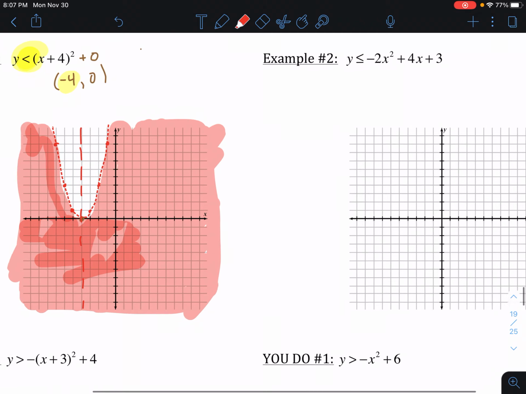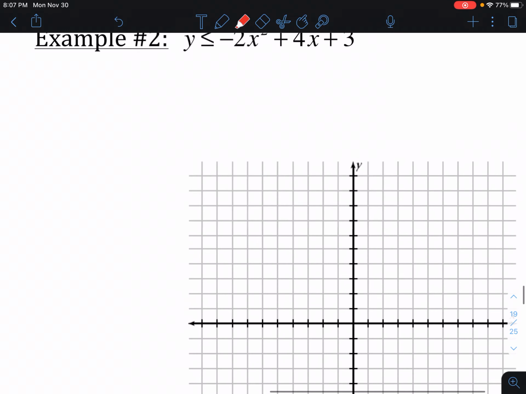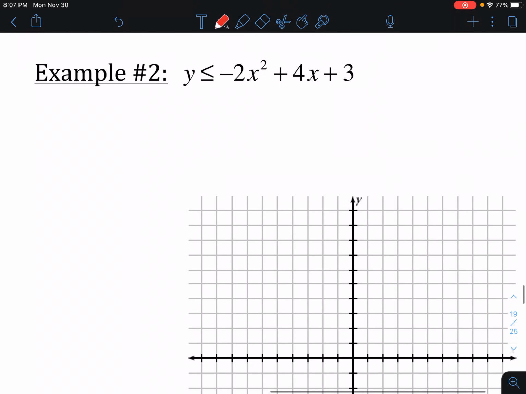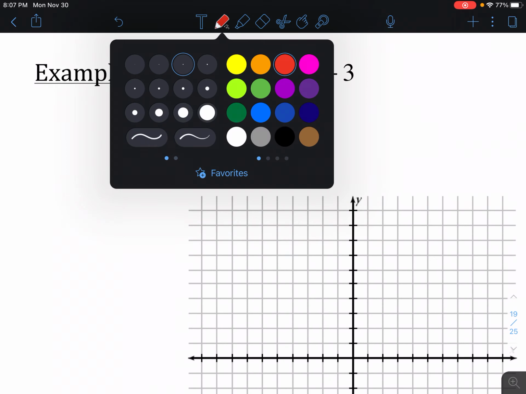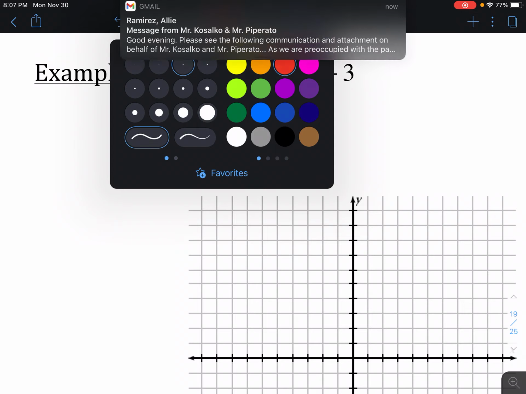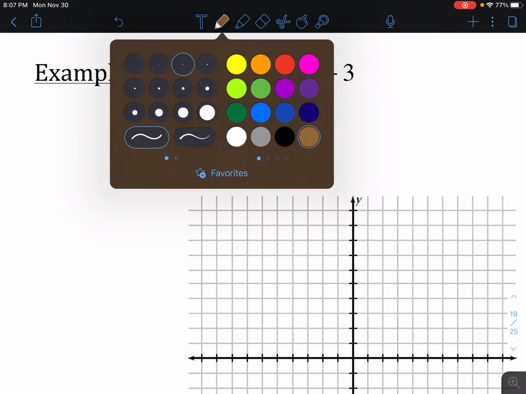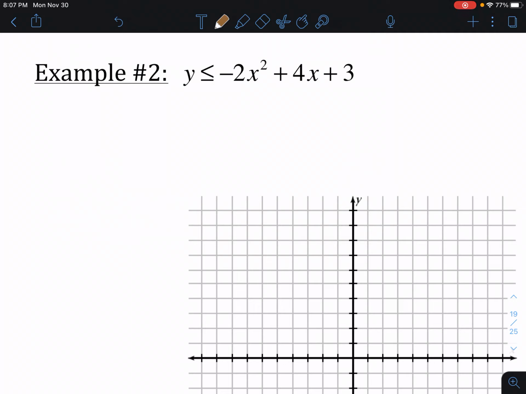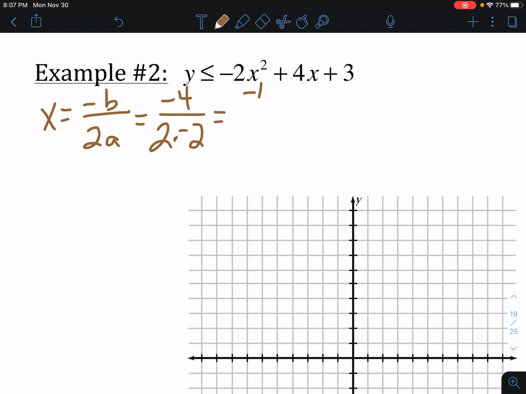Okay, let's try another one. Example 2. This guy is unfortunately in standard form. I say unfortunately because we got to do a little bit more work to find our vertex. We have to use that little formula, x equals negative b over 2 times a. And the b here is 4, so we would say negative 4 over 2 times the a is negative 2. So we're going to multiply on the bottom and then divide to get 1.